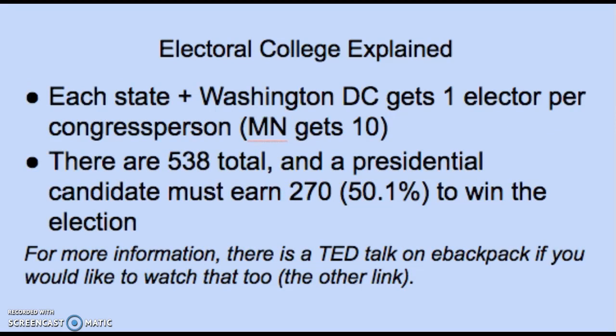All right. So each state and Washington, D.C. gets 1 elector per congressperson. Minnesota gets 10. That makes sense because we have 2 senators and 8 representatives. For now, if you did that extra credit article, you know we might be losing a representative, so we would be down to 9 electors. All right, so there are 538 total, and a presidential candidate must earn 270 electoral votes, which is 50.1%, to win the election. If they cross that line, they have won the majority of electoral votes, they've won.